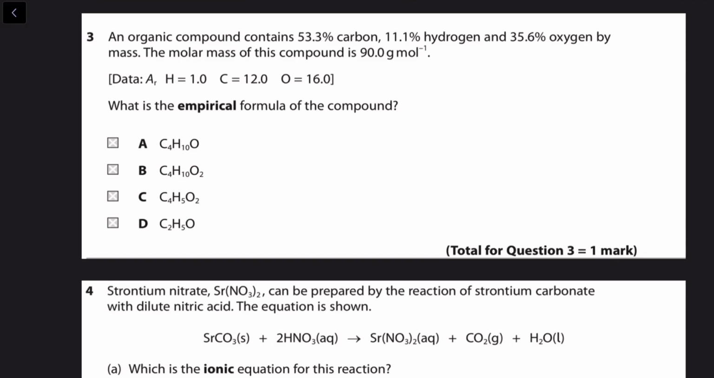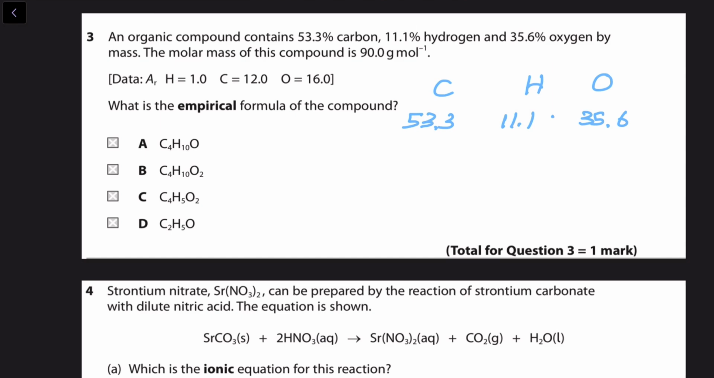This question is about empirical formula. They have given the percentages of each atom in the molecule. If you follow just 3 simple steps, you can get the empirical formula. The first thing we do is imagine we have 100 grams of the compound. Then percentages become grams automatically. So we have carbon, hydrogen and oxygen: 53.3 grams of carbon, 11.1 grams of hydrogen, 35.6 grams of oxygen.